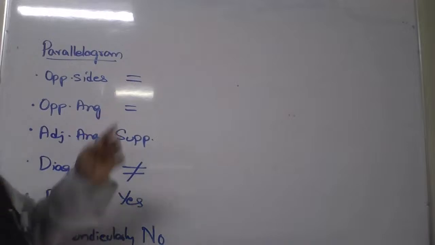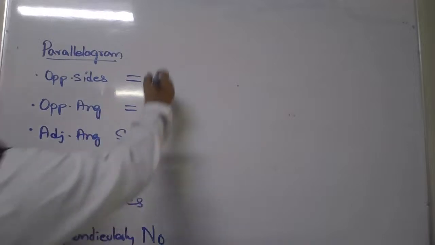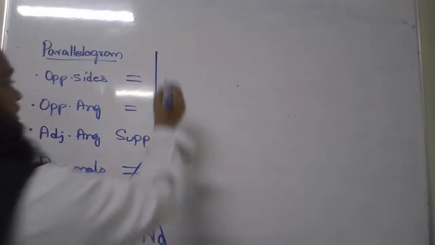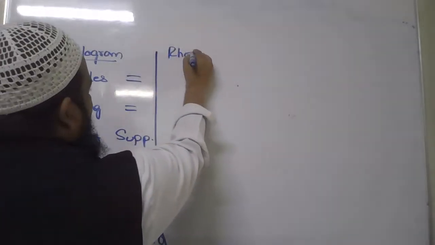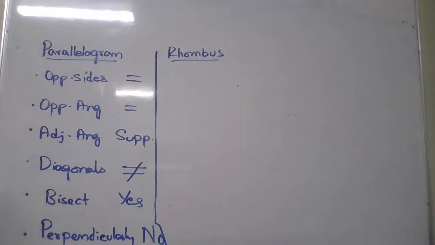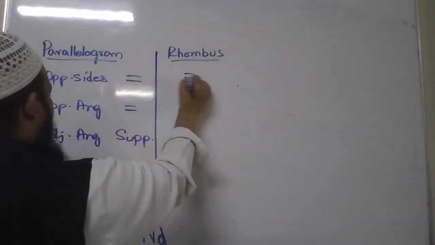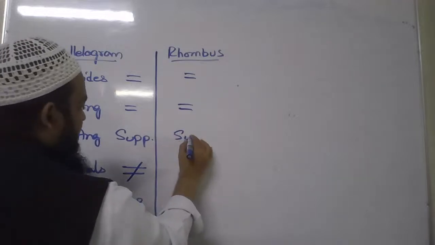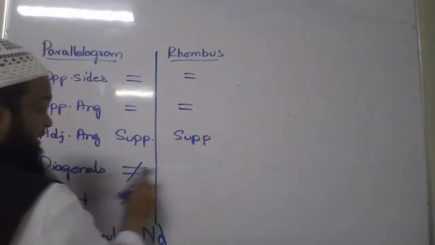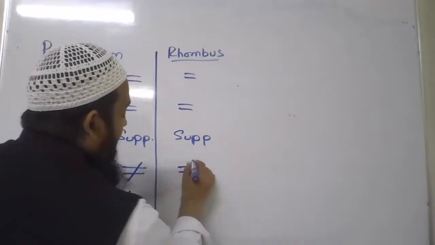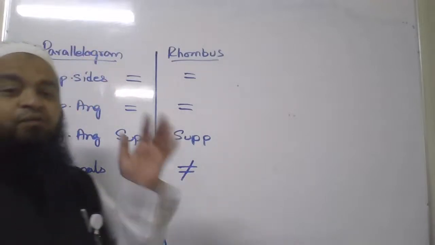So these are about parallelogram. Okay. Now, what is the next parallelogram which we have studied? Rhombus. So what do you say about rhombus? Opposite sides equal, opposite angles equal, adjacent angles supplementary, and diagonals. What do you say about diagonals? They are not equal. Okay, I'll tell you.